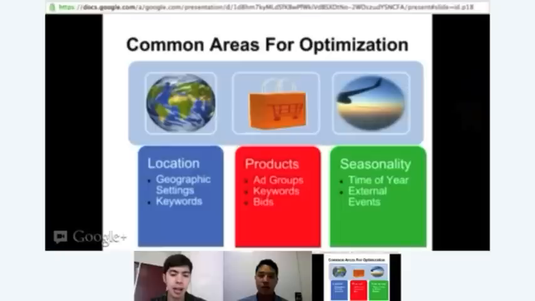And lastly, seasonality. So these are the external things that might affect the performance of the campaign. So you might want to consider time of year, for instance. If you're selling backpacks, you might be selling more right before the school season starts, or you might be selling more on Christmas as gifts. So those definitely are different variables that affect the company's campaign.